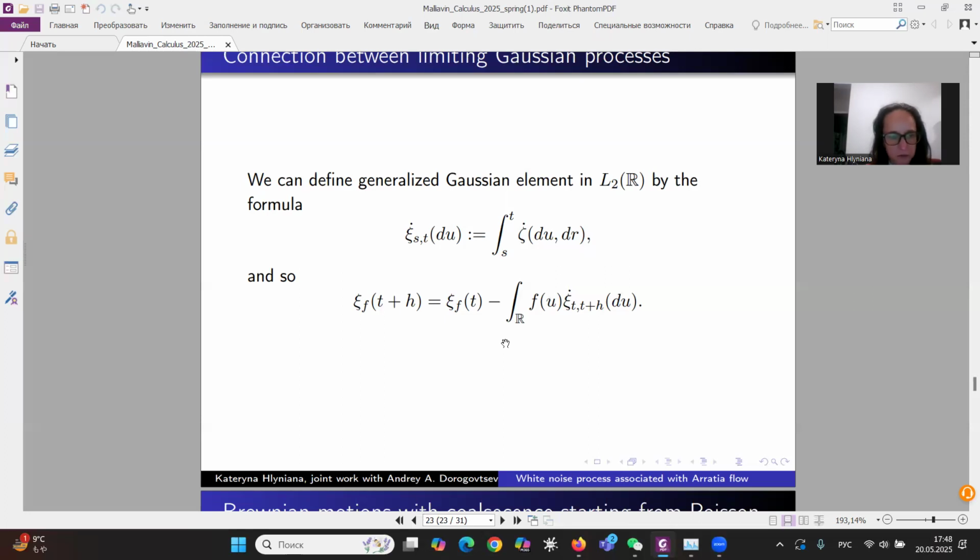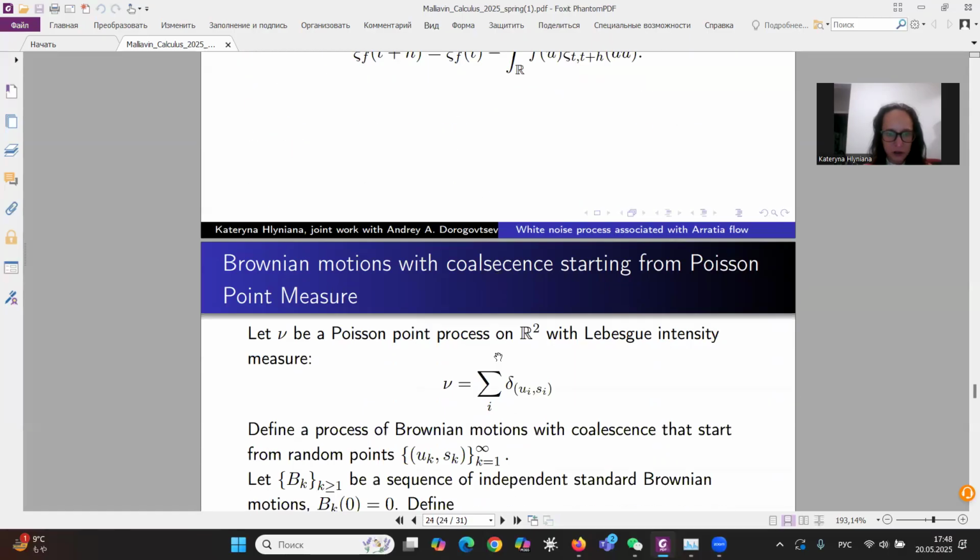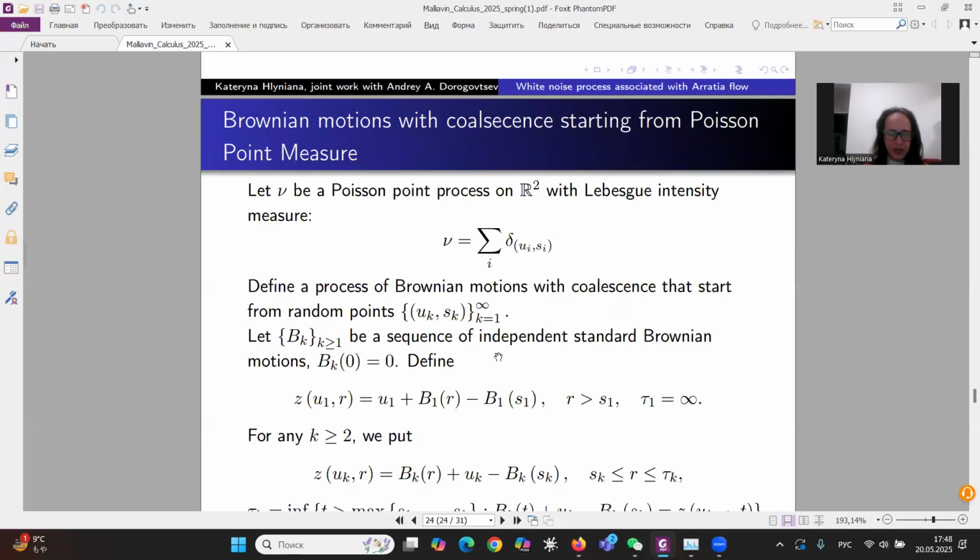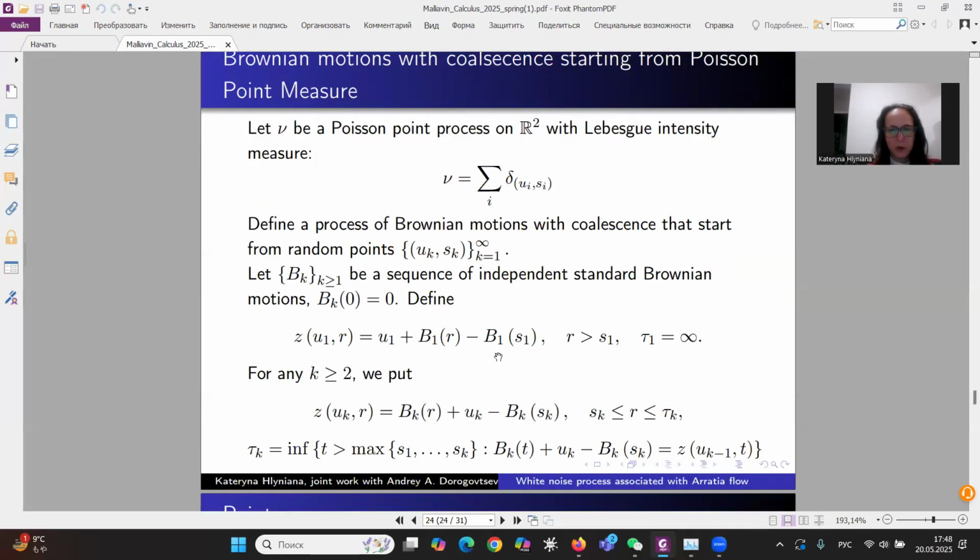Of course, for the Arratia flow, everything is much more difficult. And for now, what is the next step that we want to obtain? We want to consider a Brownian flow with coalescence that starts from some finite number of points. But we decided to choose them also randomly, to make the previous example more difficult. Now we start from a Poisson point process.